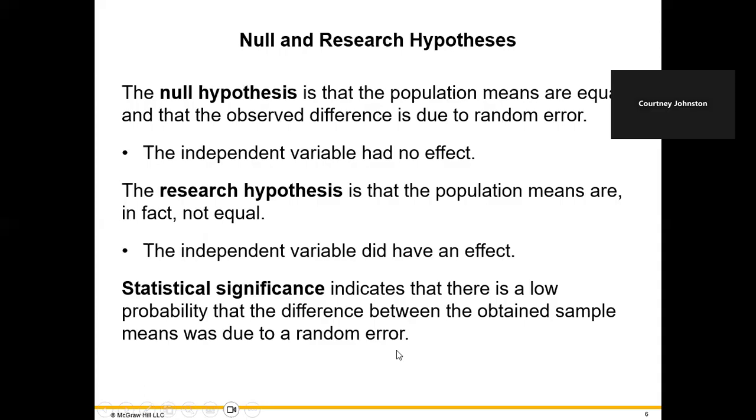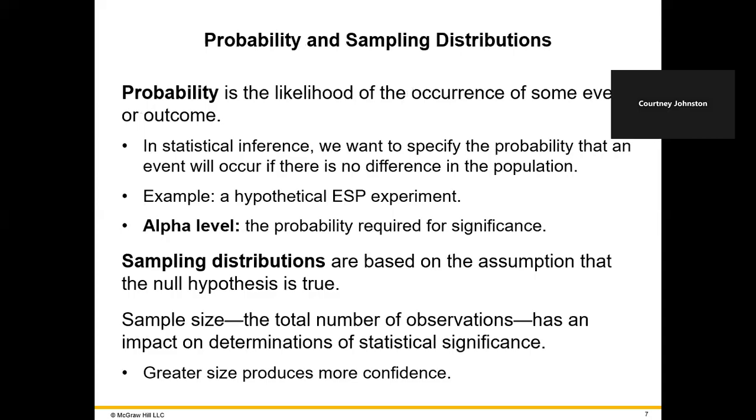And we determine statistical significance. That's going to indicate if there's a low probability the difference between the obtained sample means was due to random error. So how significant are the findings in regard to the differences between the independent variable and dependent variable? Now, probability is the likelihood of the occurrence of some event or outcome. In statistical inference, we want to specify the probability that an event will occur if there's no difference in the population.